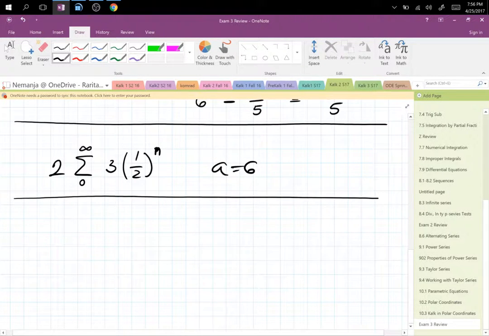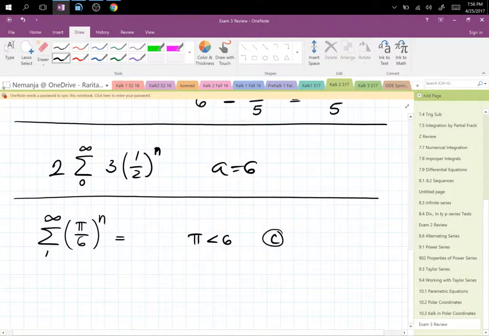Can you do summation? Of course. From 1 to infinity of 5 or 6 the n? Like this? Yeah. Well, to be honest with you, all I need to know is that pi is less than 6 and it's convergent, right? Because it's less than 1, right?